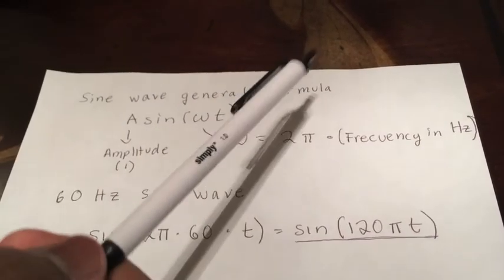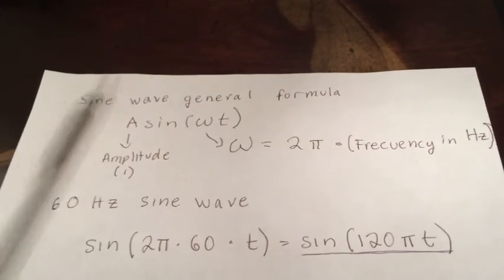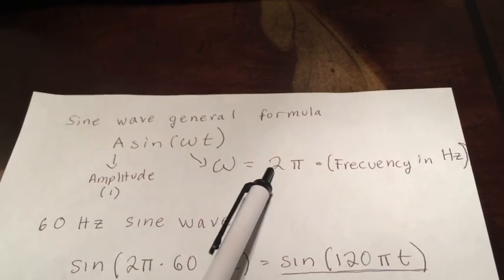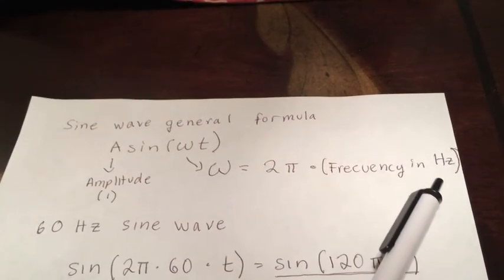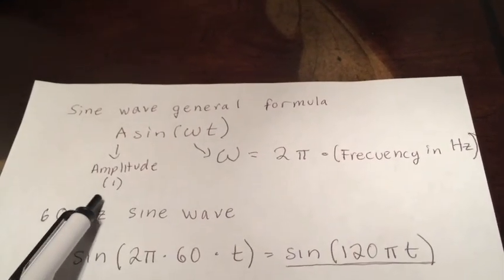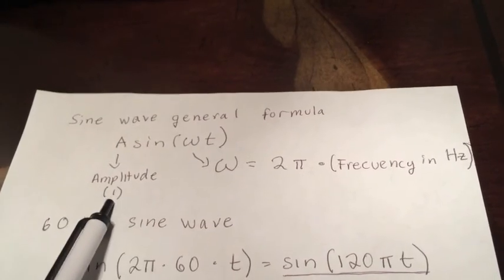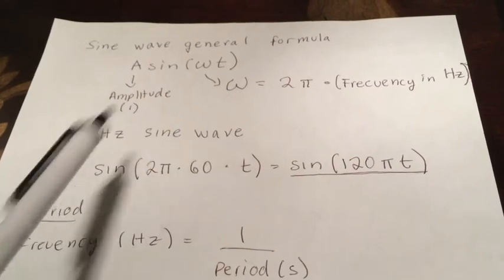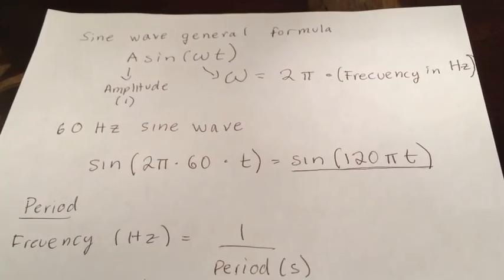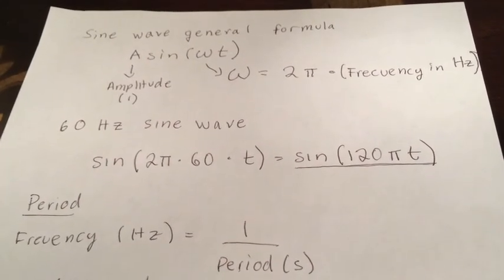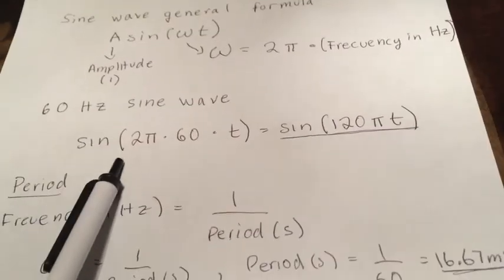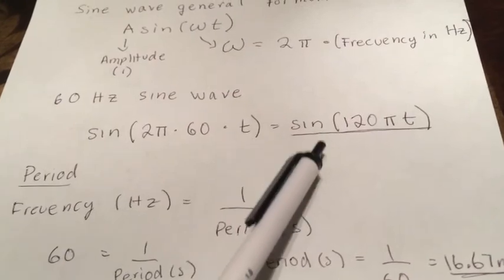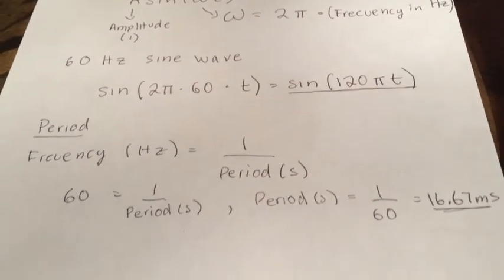The sine wave general formula is represented as A times the sine of Wt, W being 2 pi times the frequency in hertz. Amplitude is represented with A, and in this case it's 1. We use 60 hertz as our sine wave because we've researched and found that 60 hertz is best with non-Newtonian fluids. We get sine of 2 pi times 60 times t, which equals sine of 120 pi times t.